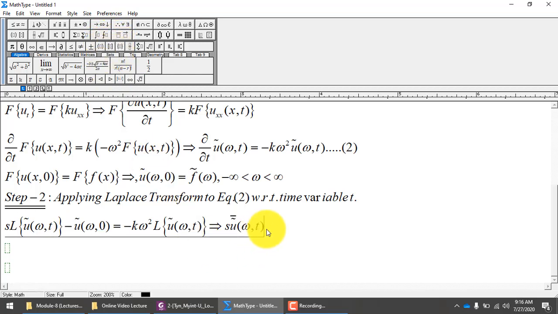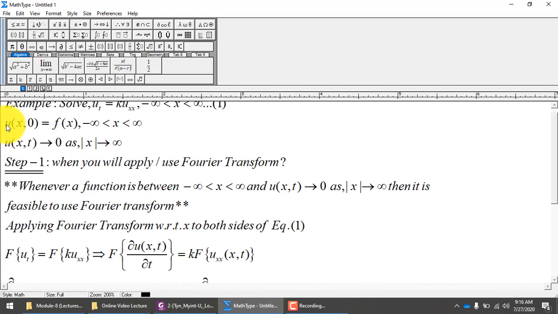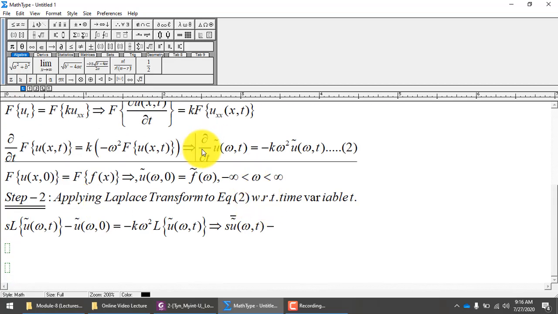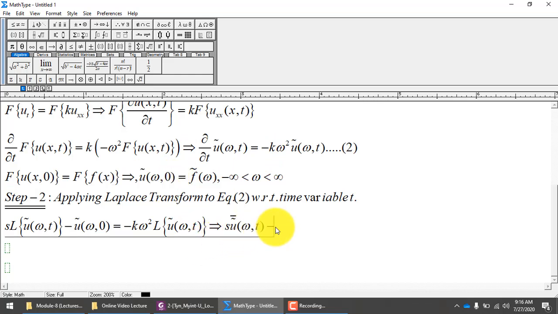Yes, there. So this will become u tilde bar, and on a minus the value of u tilde. Initially this was the value of u of x0. U of x0 is not the transform function. The transform function is u tilde, and u tilde of omega 0 is now f tilde. Okay, you will put that there, and it is equal to minus k omega square times the Laplace transform of u tilde. You know that the symbolic representation is this.